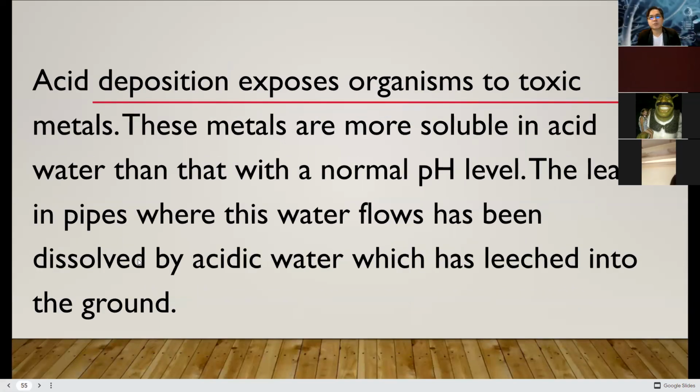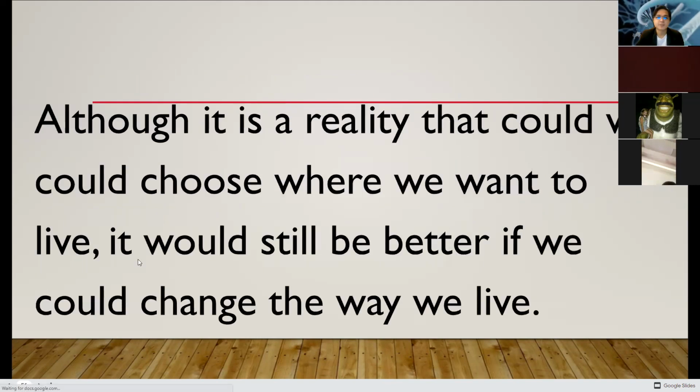Acid deposition exposes organisms to toxic metals. These metals are more soluble in acid water than with that normal pH level. The lead in the pipes where the water flows has been dissolved by acidic water, which has leached into the ground and been consumed by humans, and also by other animals.